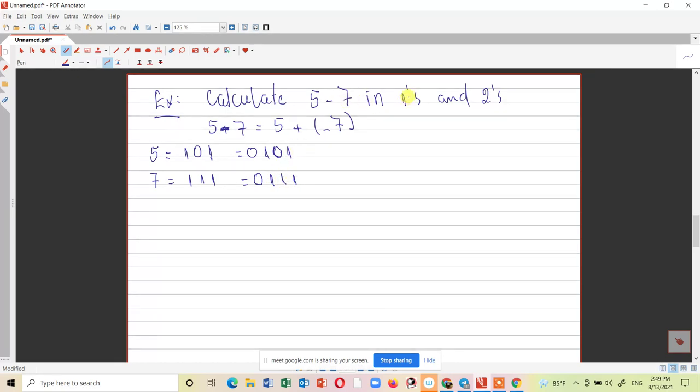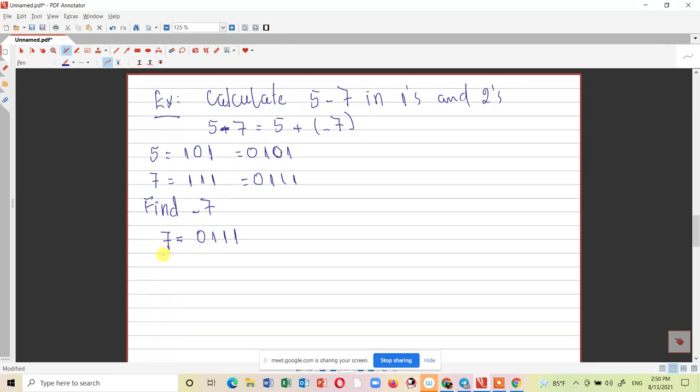Because in 1's complement and 2's complement, it means the positive number starts from 0. So I put 0, 0. It's for positive numbers. And find the 7. When I find the minus 7, minus 7 is obtained from our binary. In our binary, I have 7 equal to 0, 1, 1, 1.